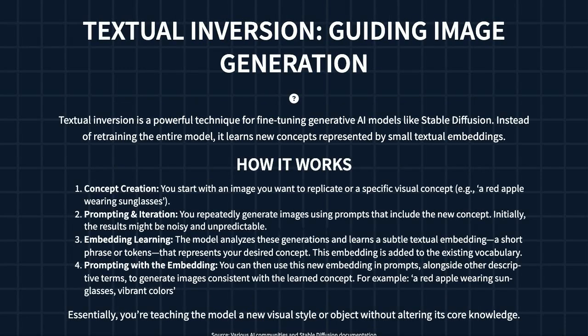Okay, let's dive into textual inversion. It's a really clever way to tweak generative AI models like Stable Diffusion. Think of it as teaching the model something new without needing a massive overhaul. You start with an image or a concept you want to see repeated in future generations. Then, through lots of prompting and generation, which can be a bit messy at first, the model learns a tiny textual code representing that concept. You can then add this code to your prompts, like a red apple wearing sunglasses, and the AI will generate images reflecting that specific style or object.